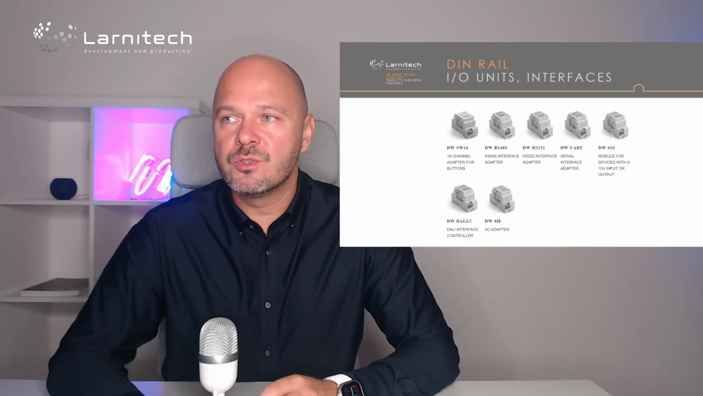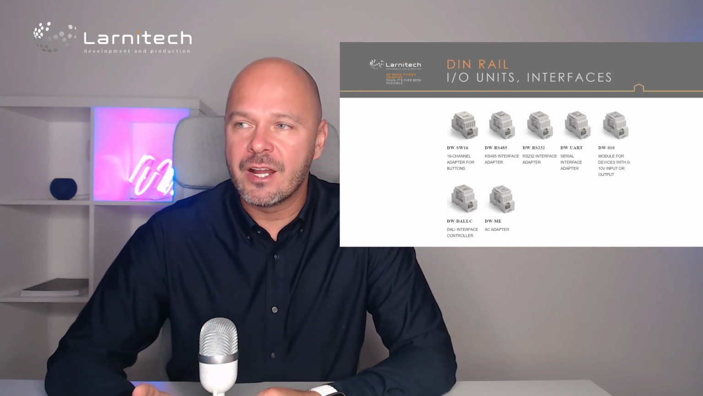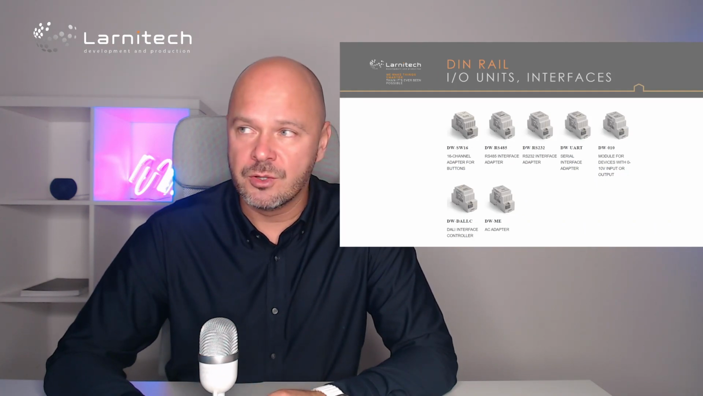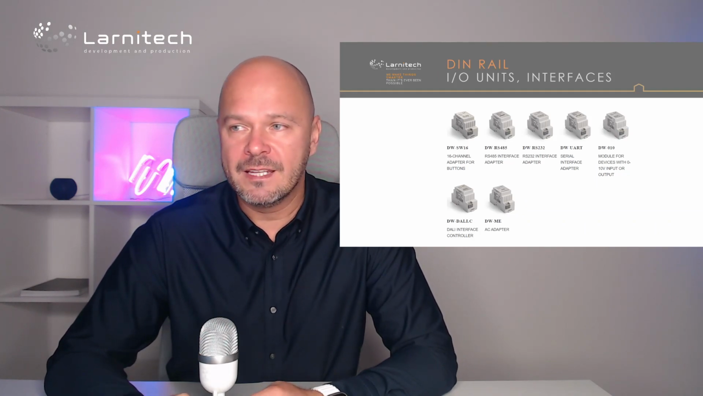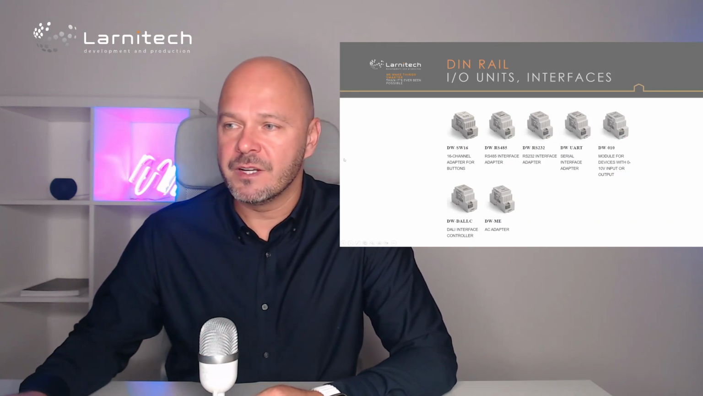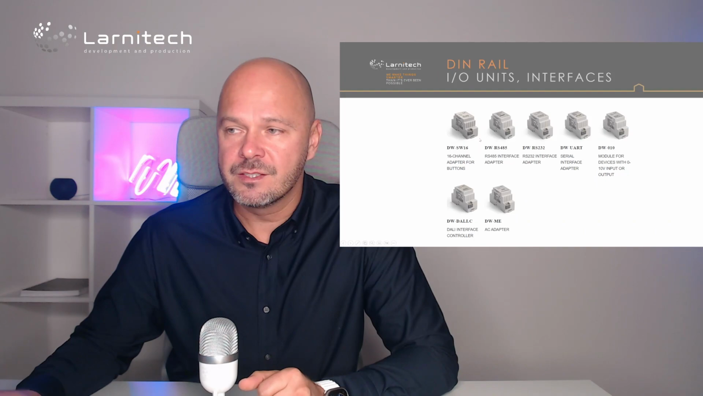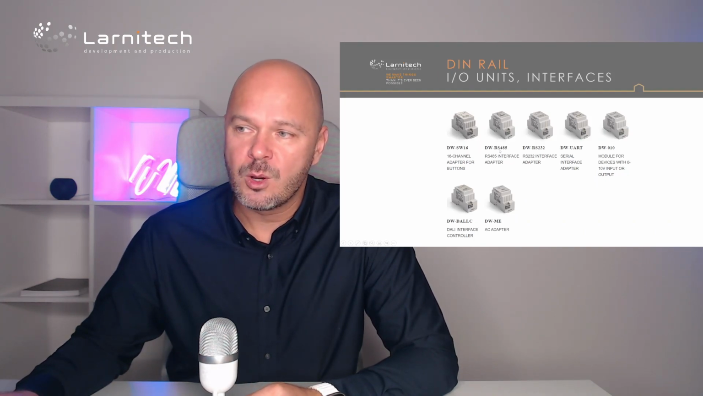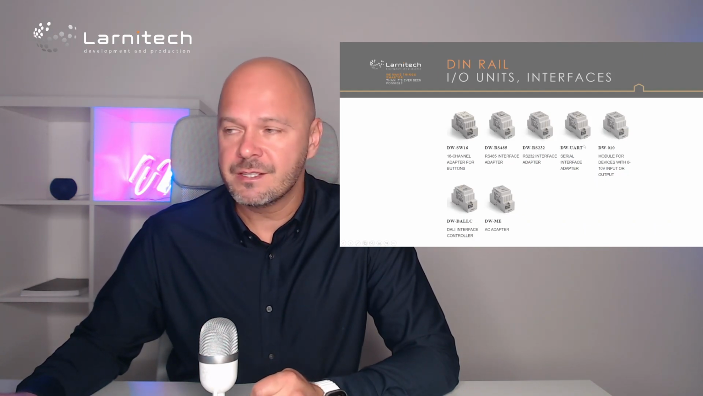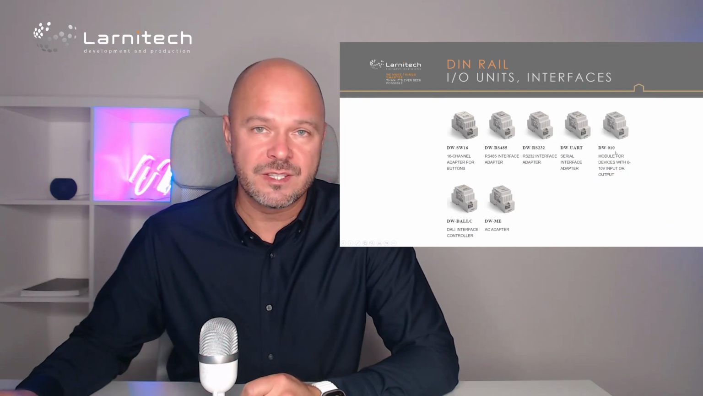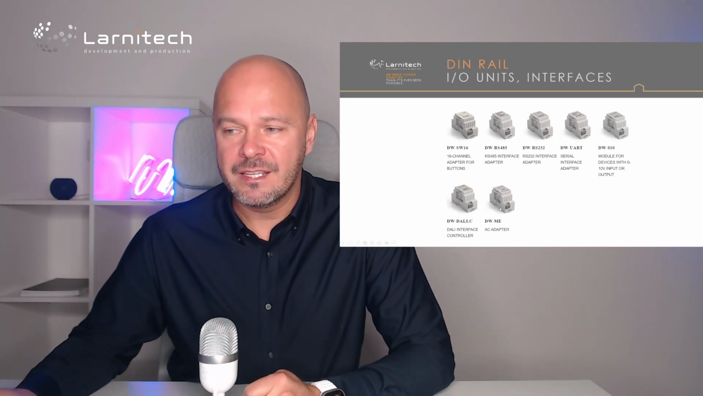Then we go to other DIN rail devices which are not actuators. They are input, sometimes output units, I/O units, and they are interfaces. So let's see what kinds of devices we have here. We have inputs for 15 channels, and we have interfaces for RS485 and 232, and we have a UART interface, and then we have an interface for 0-10 volts dimming, and then we have a DALI interface, and then we have the AC adapter.